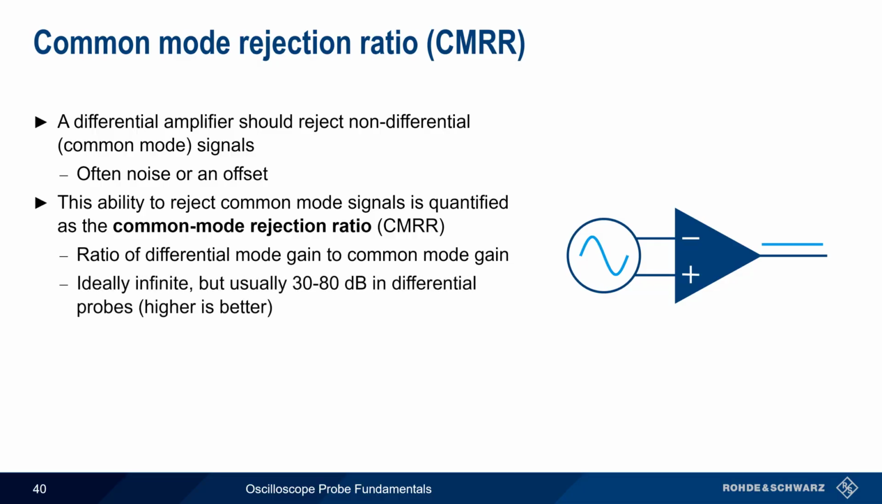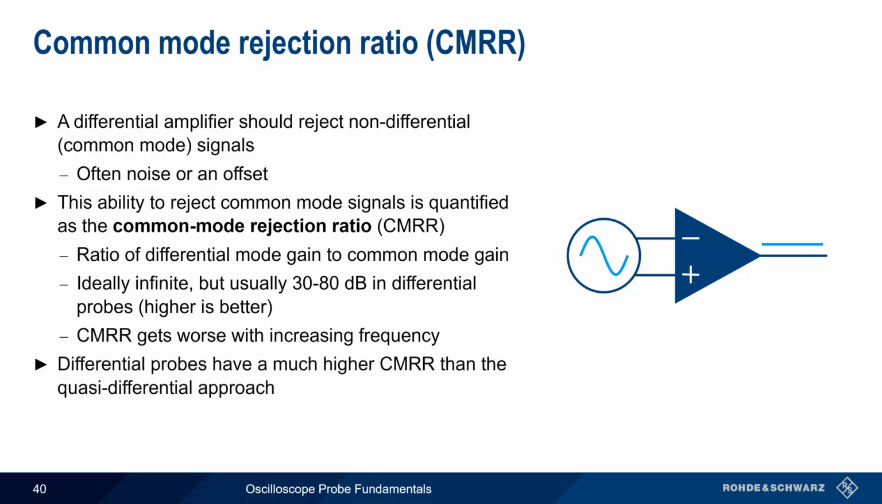Since the ideal common mode gain is 0, the ideal CMRR is infinite, but most differential probes have a CMRR of about 30 to 80 dB, with higher values being more desirable. Note too that CMRR normally degrades as frequency increases. One of the advantages of differential probes is that they have a much higher CMRR than can be achieved using the quasi-differential approach. And this is another reason why differential probes are preferred over the quasi-differential method.